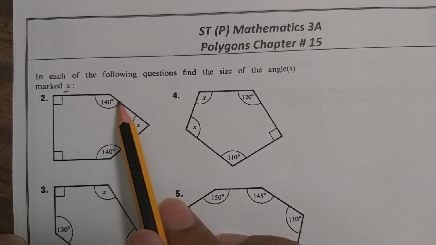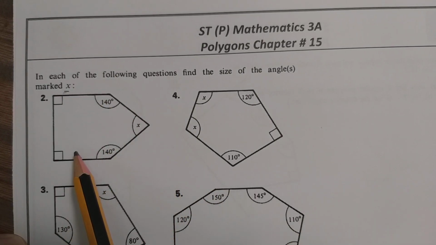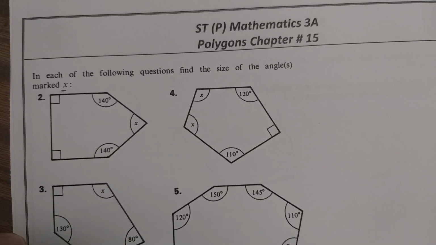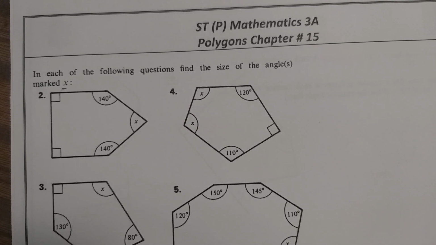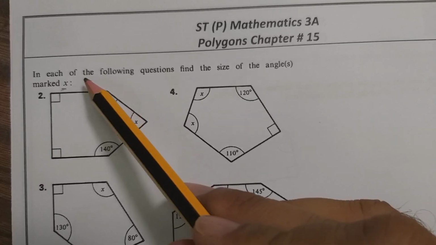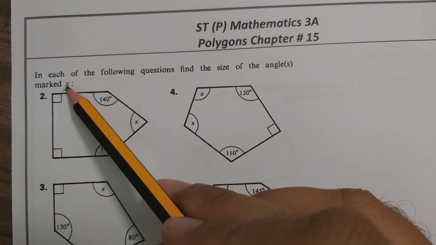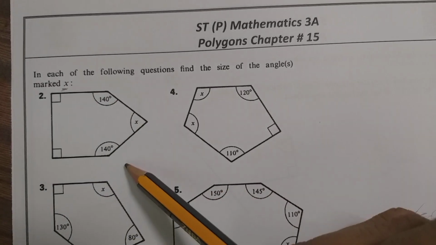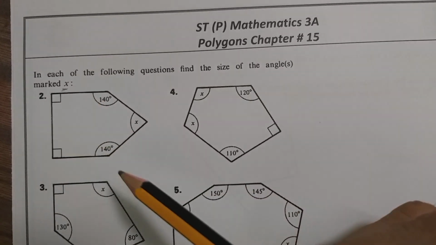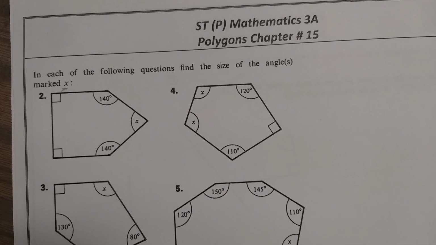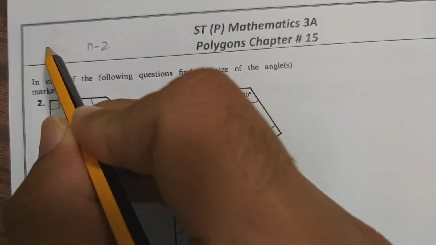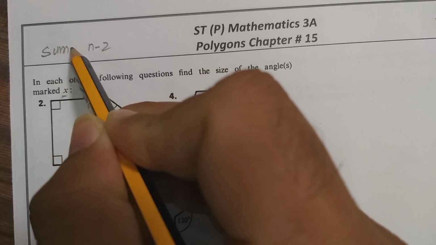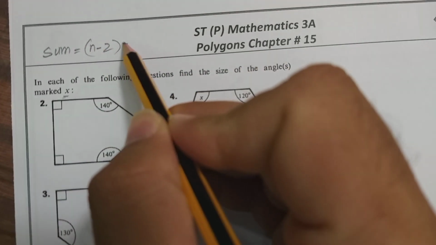If you observe in the diagram, we are given interior angles. In some previous questions we had the exterior angles, the sum of exterior angles, marked by the letter p, but here it says find the angle marked by x. These are interior angles. So we know that the formula for the sum of interior angles is (n minus 2) times 180.